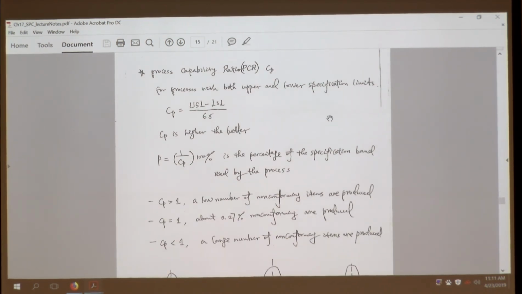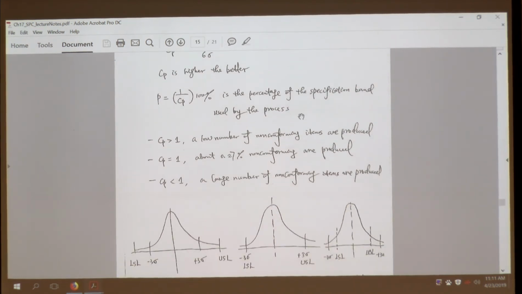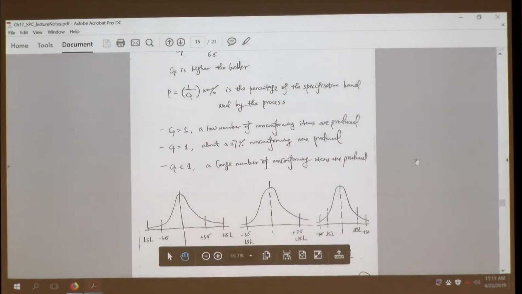Okay, as we discussed just now, we have a new term called process capability ratio, also called CP. For a process with both upper and lower specification limits, CP equals the upper specification limit minus the lower specification limit, divided by 6 sigma. 6 sigma is from minus 3 sigma to plus 3 sigma, and for CP, the higher the better. Why higher the better?